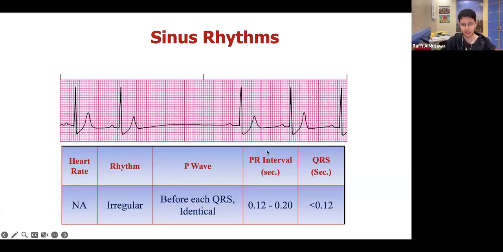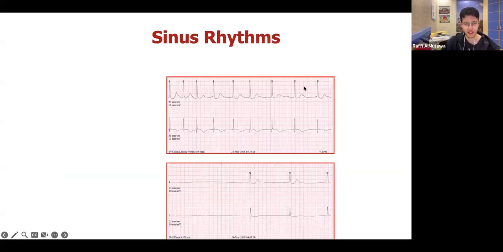Here we have another issue. You look at the rate, look at the rhythm. Yep, so this is sinus pause or sinus arrest. You see before this you have normal sinus rhythm over here, and then it just takes a break. I don't know why, it takes a break, and then just comes back normal. So good job, this is sinus arrest.